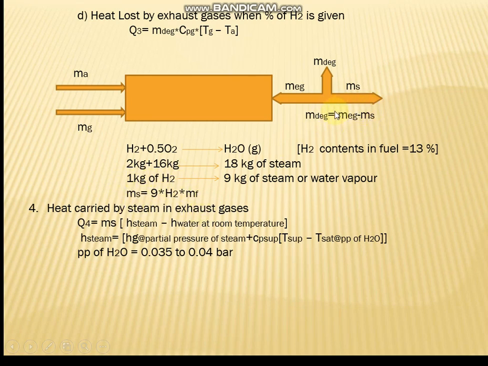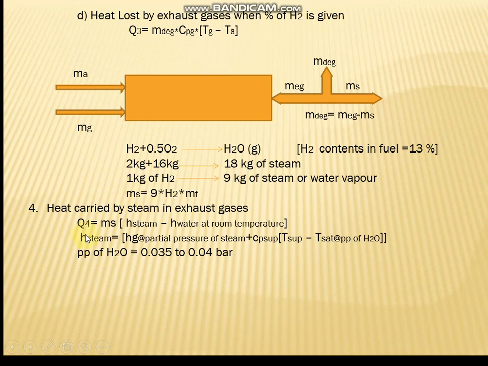Mass of exhaust gases, from any three gases A, B, C, we get the mass of dry exhaust gases. So Q3 uses the mass of dry exhaust gases or the mass of exhaust gases, depending upon whether H2 is given or not. If H2 is given, use the mass of dry exhaust gases. If H2 is not given, use the mass of exhaust gases. If H2 is given, it is the mass of dry exhaust gases plus steam.